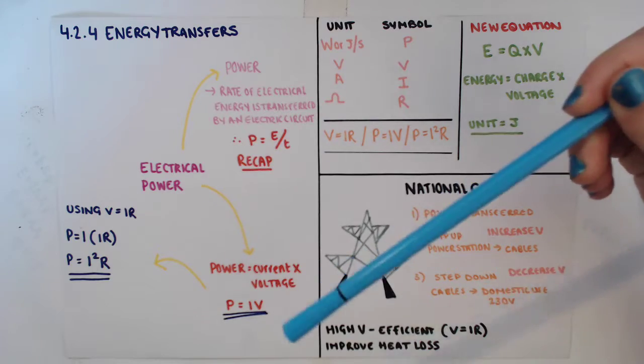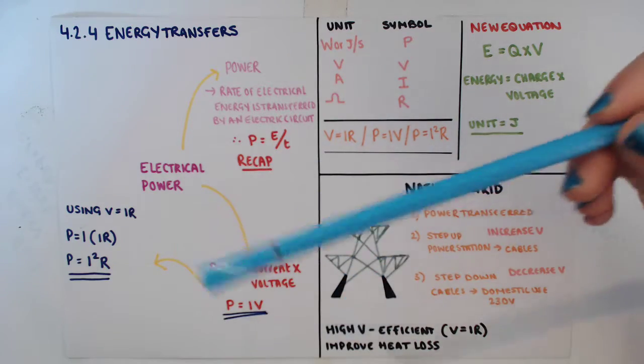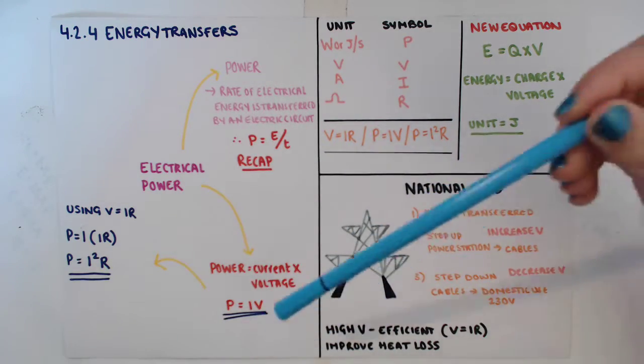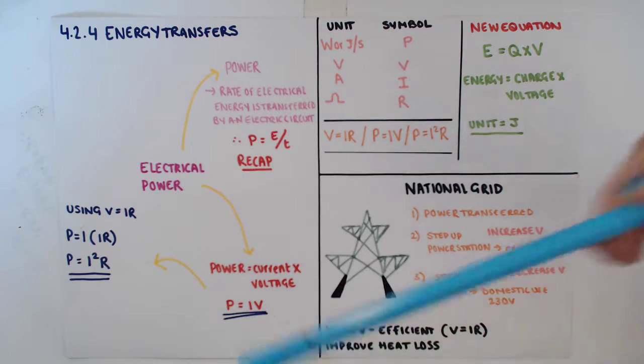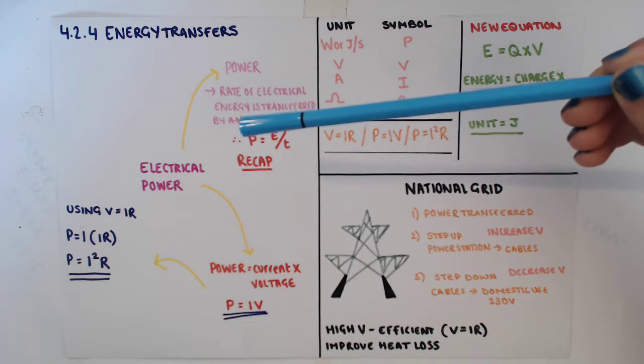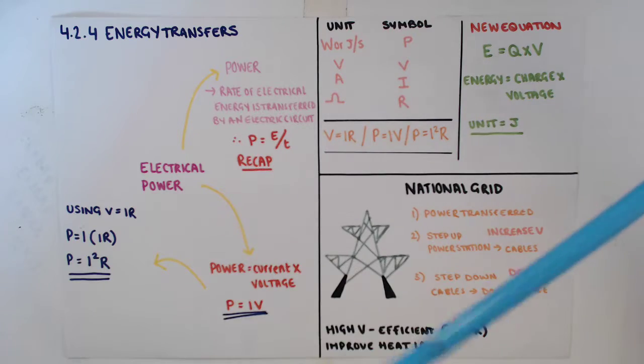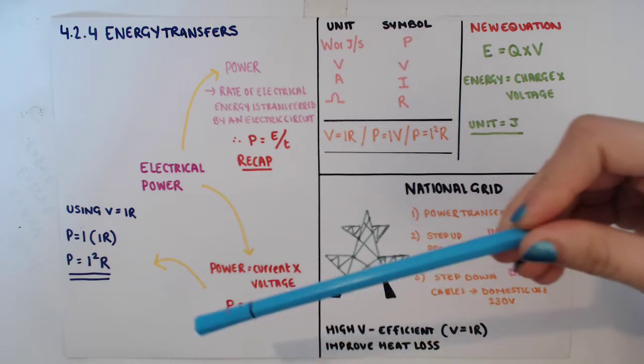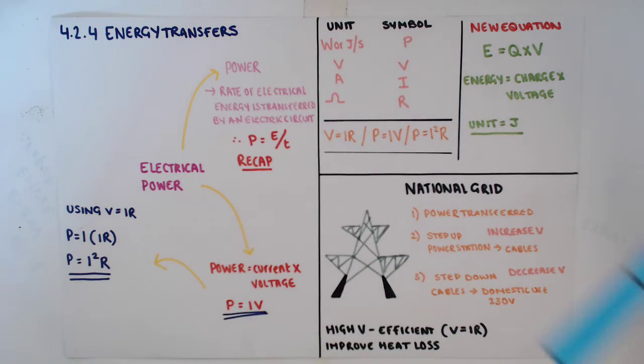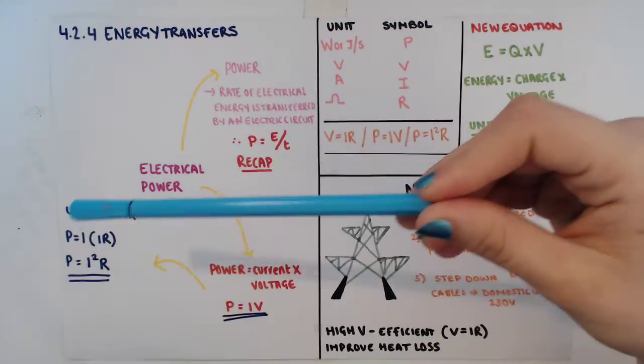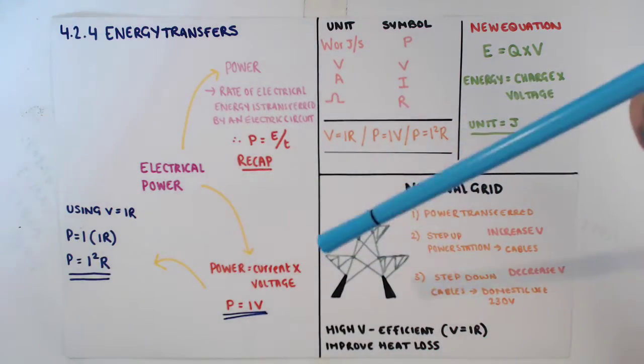But power also has another equation. It has the equation power is equal to current times voltage, or P = IV. So power can either be energy divided by time, or power can be current multiplied by voltage.